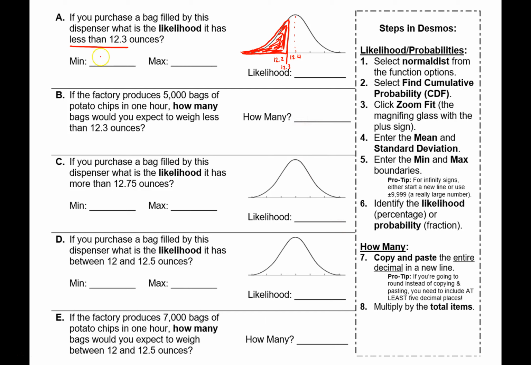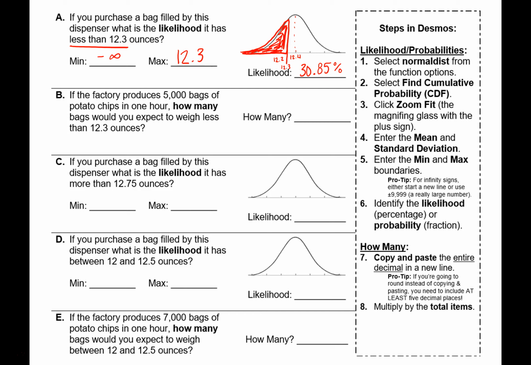So let's see, our minimum was the far left, so that's negative infinity. The max was where our shading stopped, that's 12.3. And the percentage of the graph that's shaded there, based on what Desmos just told us, is 30.85%. Remember, to convert a decimal to a percentage, you move the decimal 2 places to the right.